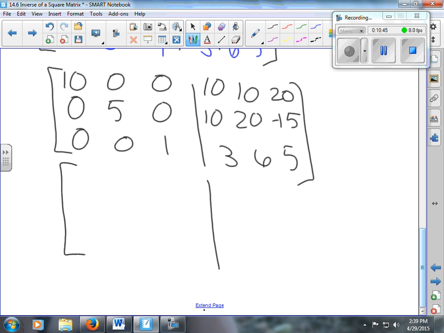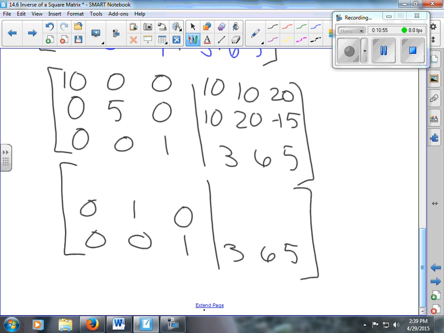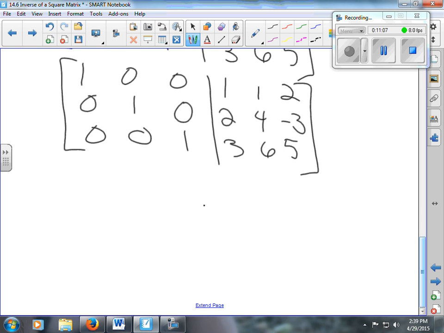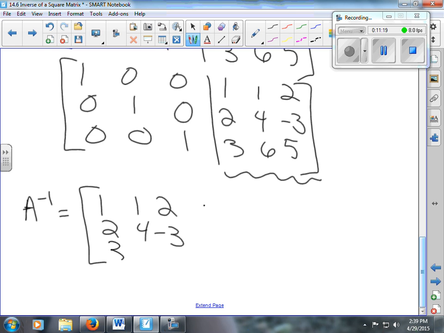Now I can get my ones. The bottom row was good. It already had a 1. And now in my second row, I just need to divide by 5. So that's 2, 4, negative 3. And then in my top row, I just need to divide by 10. So 1, 0, 0, 1, 1, 2. Okay, so I got the identity matrix on the left. This matrix here on the right is the inverse matrix. So the inverse matrix, we write that as A inverse. That is 1, 1, 2, 2, 4, negative 3, 3, 6, 5.